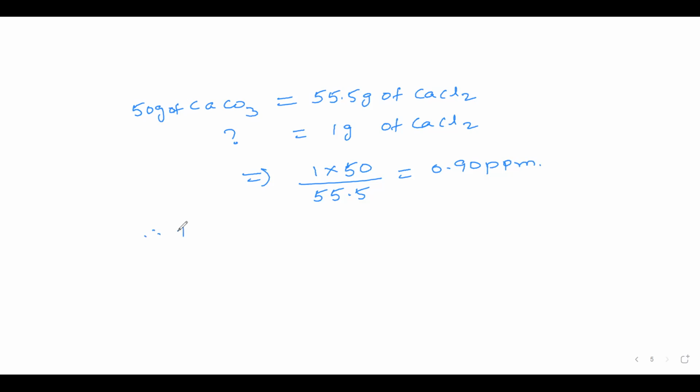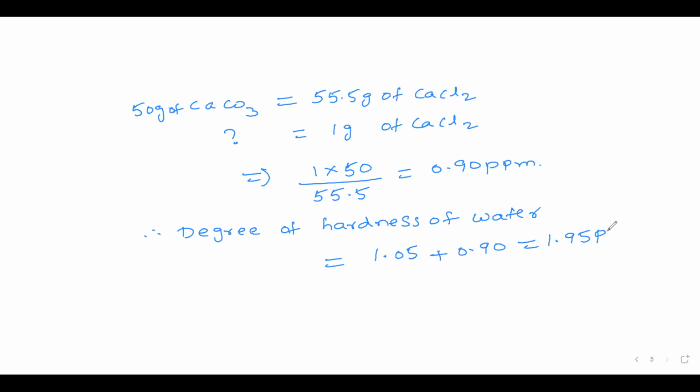So by this we can say, therefore the degree of hardness of water in the given sample is equal to 1.05 with respect to magnesium chloride plus 0.90 with respect to calcium chloride, which is coming around 1.95 parts per million, ppm. In this way, you have to solve.